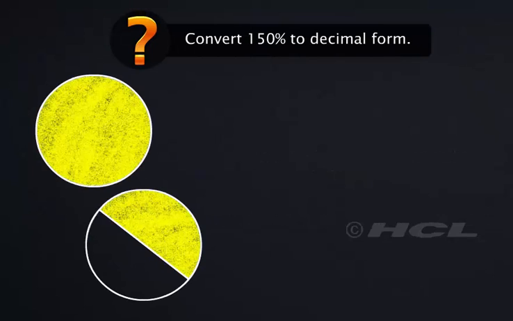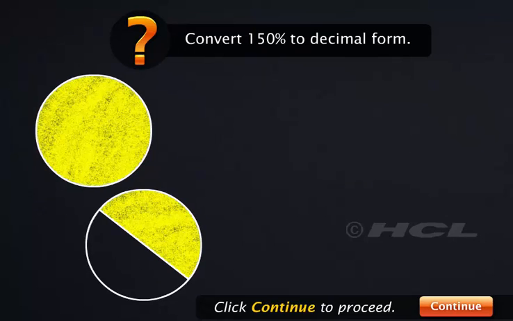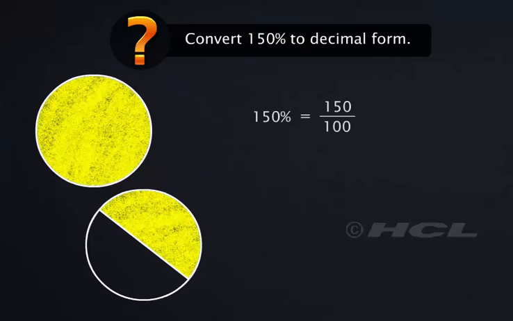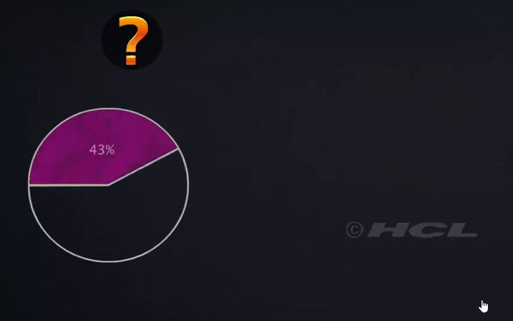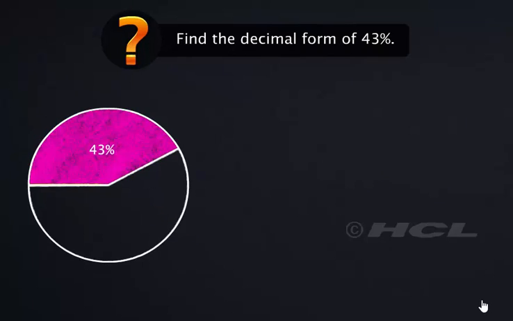Let's now convert 150% to decimal form. We know that 150% is the same as 150 over 100. The fraction 150 over 100 is reduced to the fraction 3 over 2. Thus, 150% is equal to 1.5 in decimal form. Now, try to find the decimal form of 43%. 43% is equal to 0.43 in the decimal form.